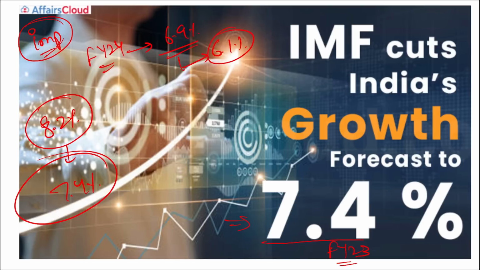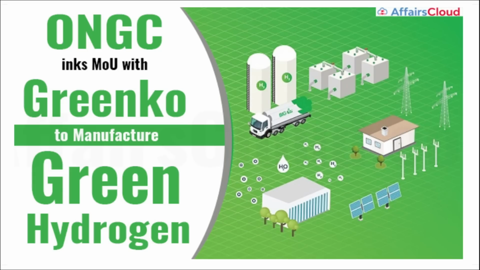Remember this, important. Alright, next, ONGC. ONGC has signed an MOU with Greenko to manufacture green hydrogen. Important friends, I repeat, ONGC, Oil and Natural Gas Corporation Limited, has signed a memorandum of understanding with Greenko Private Limited, in New Delhi, to jointly pursue opportunities in the renewable sector, green hydrogen, green ammonia and other derivatives of green hydrogen. This MOU was signed in the presence of Union Minister of Petroleum and Natural Gas, Hardeep Singh Puri ji. This MOU is in line with National Hydrogen Mission, which was launched to make India a global green hydrogen hub.